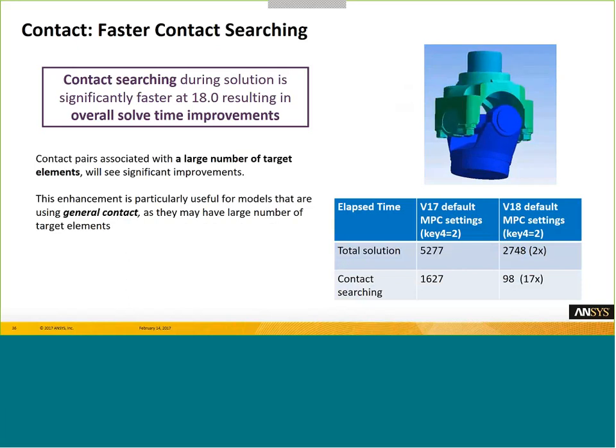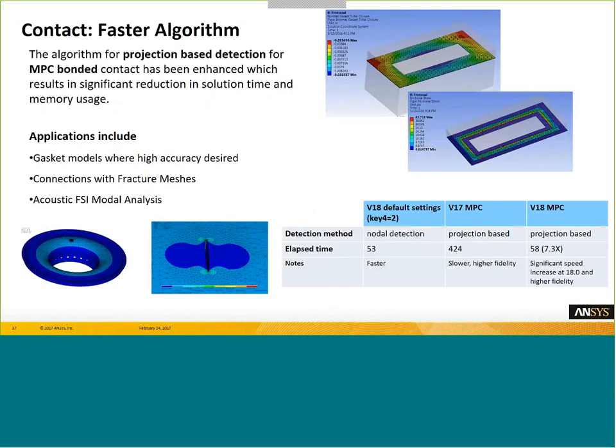So even on a small and relatively simple model like this, by changing the way something happens within the solver and how it deals with contact, this makes a big difference. Also in terms of general contact, which is available in Mechanical APDL and, I think, Workbench with some commands, this will have a big impact when you have a large number of target elements. Also on contact, we changed the algorithm, so this is projection-based detection for MPC contact.